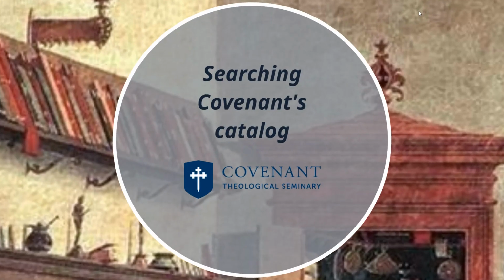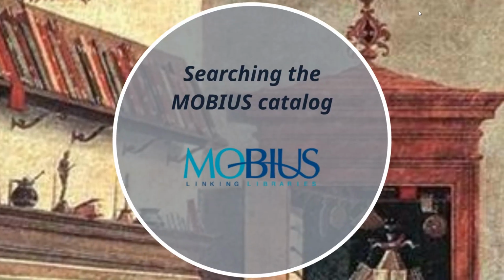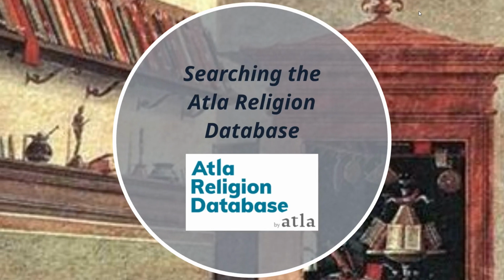First, we're going to do some searching in Covenant's catalog. Then we're going to do some searching in the Mobius catalog, and Mobius is the library consortium that Covenant participates in that allows us to borrow resources from other area libraries. And then we're going to do some searching in the Atla Religion database for scholarly journal articles.